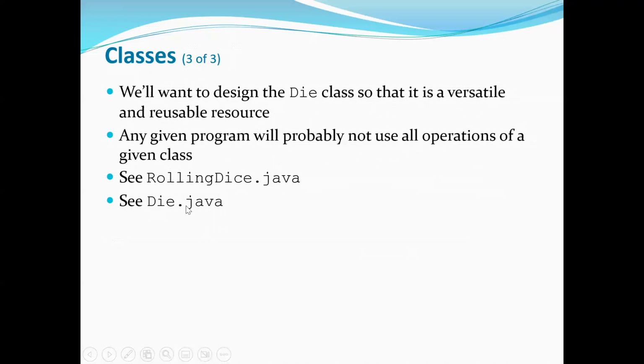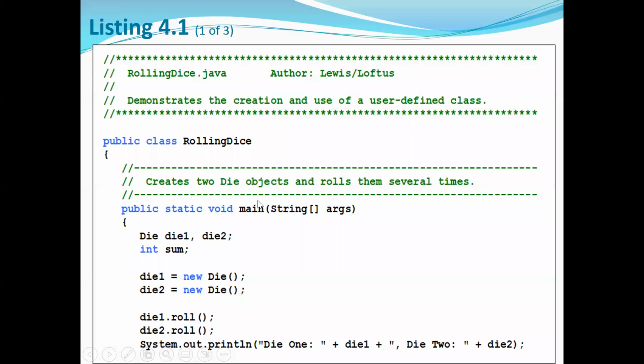So let's see this example. Here we have RollingDice.java and Die.java. The Die.java file will be the class of die, and the testing program will be RollingDice.java. So here we have RollingDice.java. Our main class name is RollingDice, since that's the name of the file. Then here we have a main method.